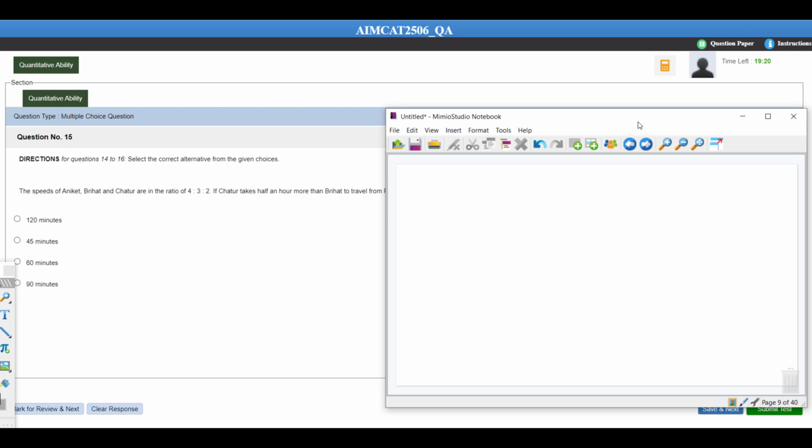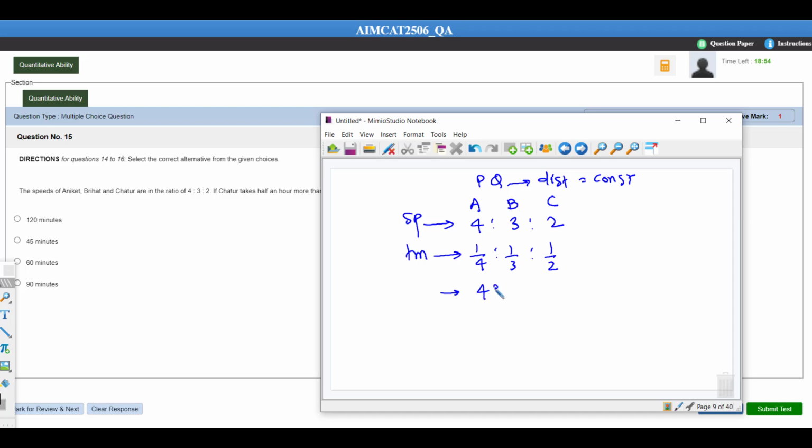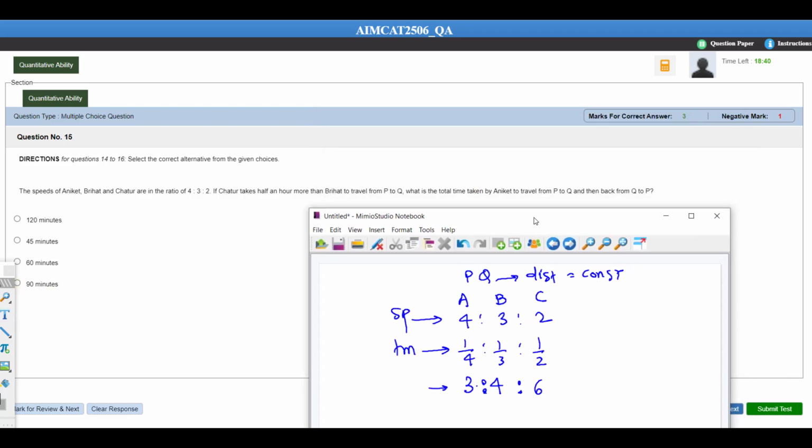The concept involved is, over here PQ distance is constant. So A, B and C, the ratio of their speed is 4:3:2. So the ratio of the time taken becomes 1/4:1/3:1/2. And let's multiply it by LCM 12. This will become 3:4:6, everyone. Correct. 3:4:6 is the ratio of time taken to travel distance PQ.